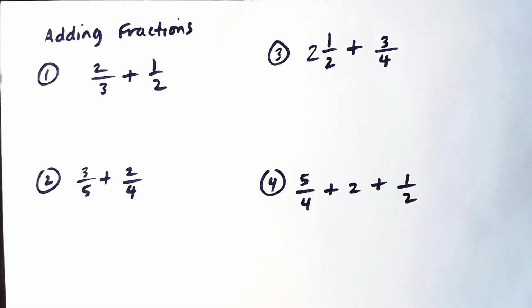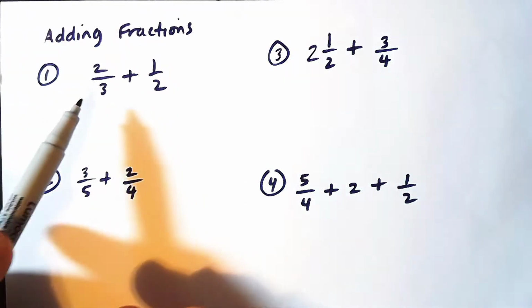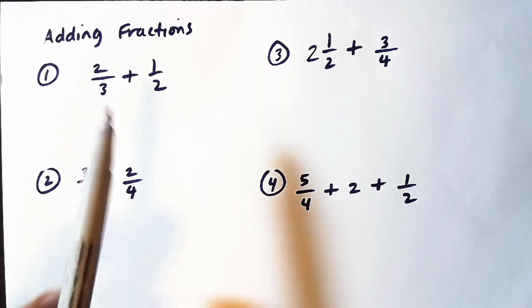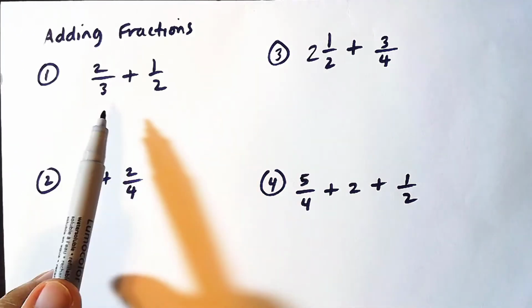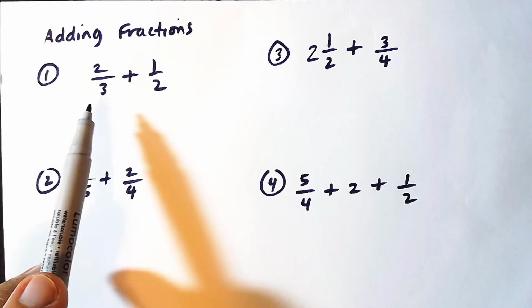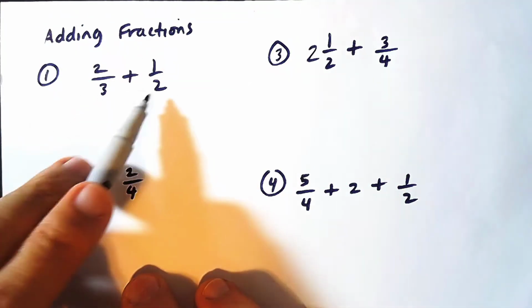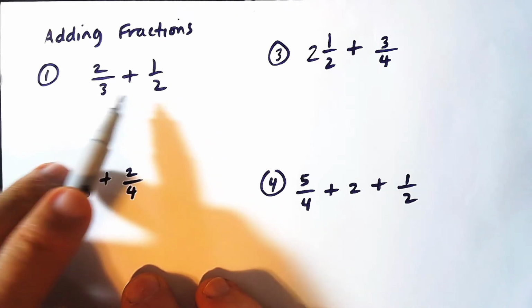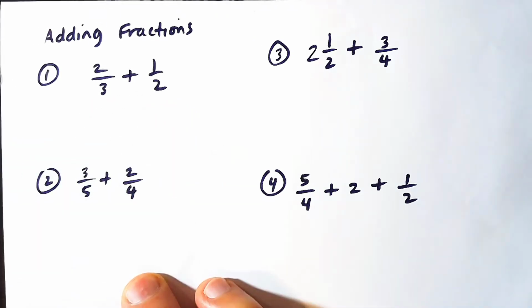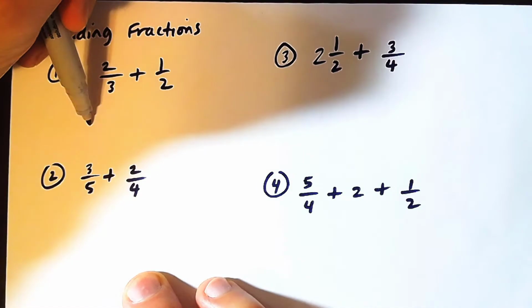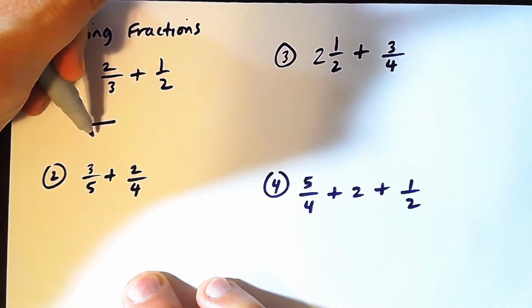Let's practice adding some fractions. We have a fraction plus fraction. In order to add fractions, the bottoms have to be the same. The denominators have to be the same. So one way of figuring out the same denominator is to multiply these numbers. 3 times 2 is 6. So let's choose a number 6.